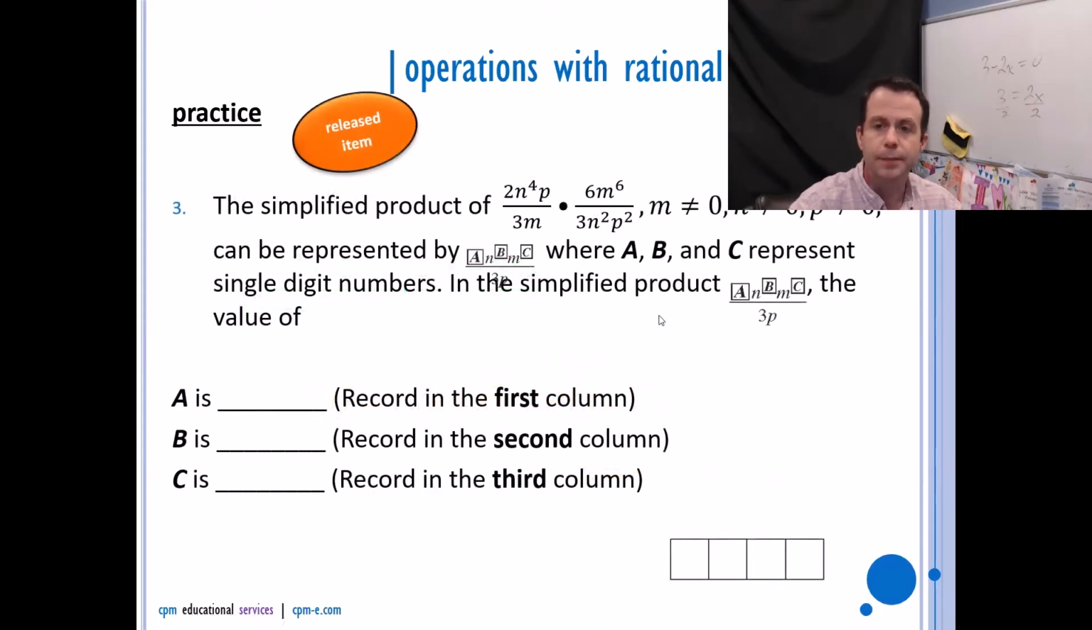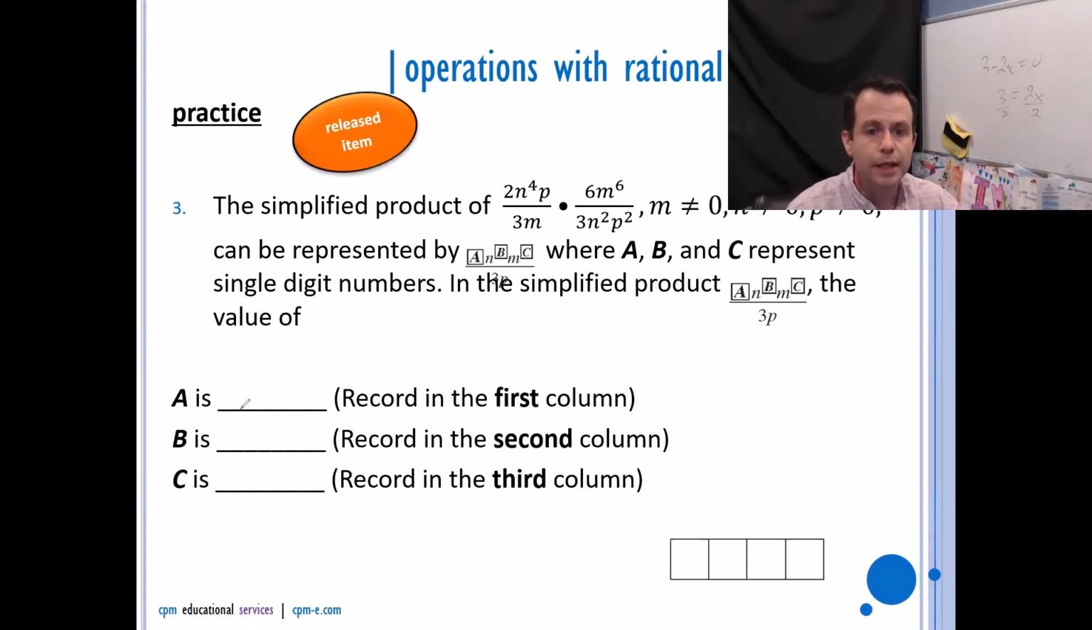Okay, the simplified product, remember product is just the answer to a multiplication sentence. The simplified product of 2n to the 4p over 3m times 6m to the 6 over 3n squared p squared can be represented by a times n to the b, m to the c, all over 3p, where a, b, and c represent single digit numbers. In the simplified product, what's a, what's b, and what's c, essentially, okay?